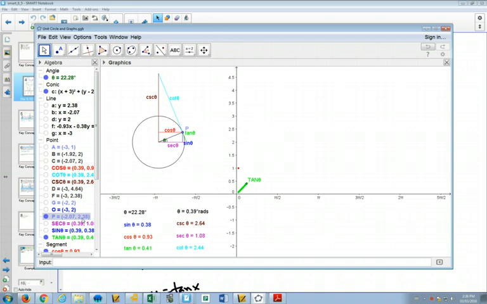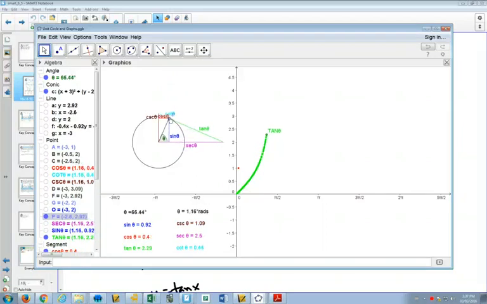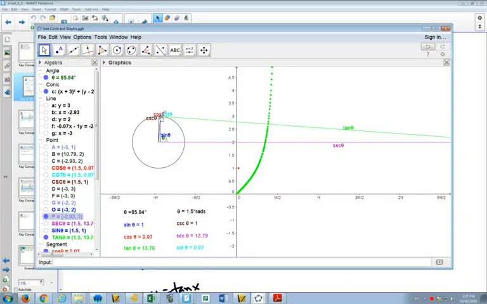So this is what the tangent graph looks like as we go around. First of all, it starts at 0. And then can you see that that green line is getting longer and longer until you get to 90 degrees, at which point tan is undefined.